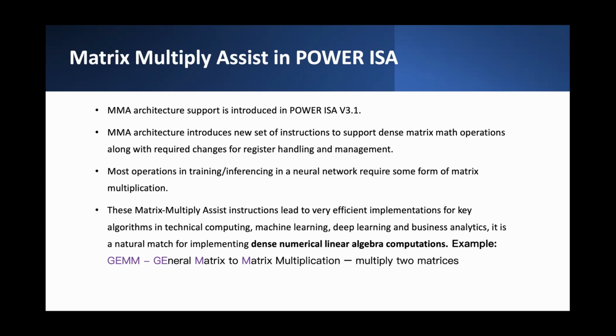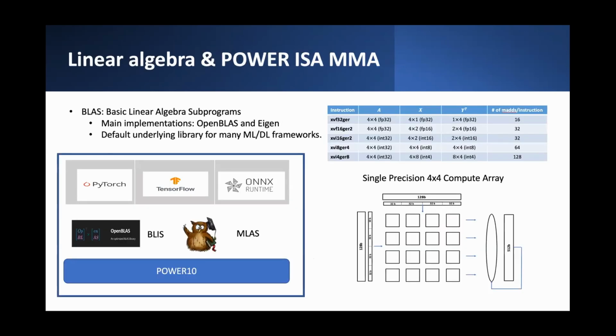There are different sets of libraries that implement these linear algebra operations. So these MMA instructions are going to help in efficient implementations of the key algorithms on both the machine learning and deep learning side. Now that it is available in the Power ISA and on the POWER10 hardware, the next step was to enable it in the compilers and the libraries to make use of it.